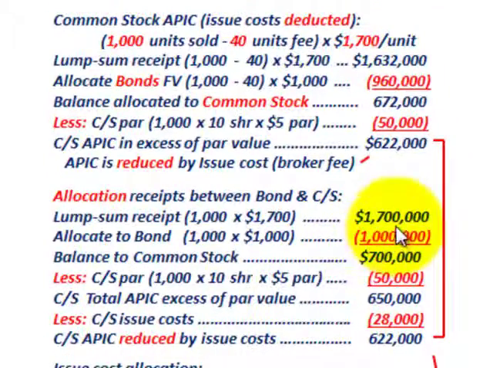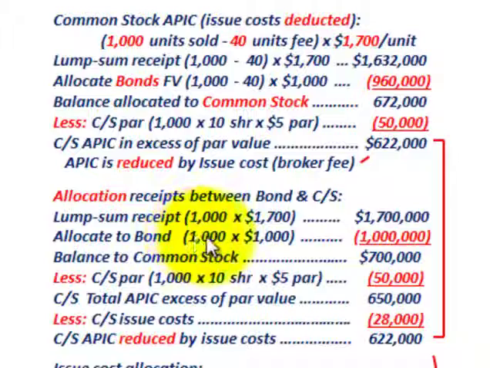Now we're going to calculate that as well, but we also have to calculate the issue costs on those bonds. But let's just go through our arithmetic here. So we're going to allocate the receipts between our bonds and our common stock. So lump sum receipts, 1,000 units times $1,700. That's a total amount that doesn't include the reduction for our issue costs. The total amount is $1,700,000. That would be the total lump sum receipts.